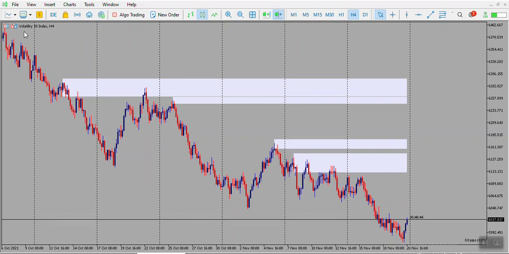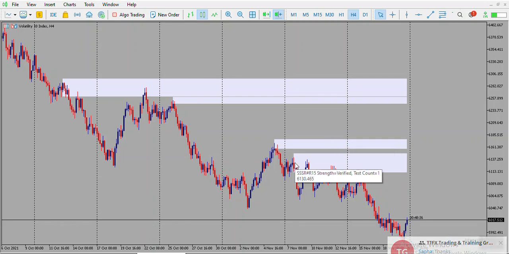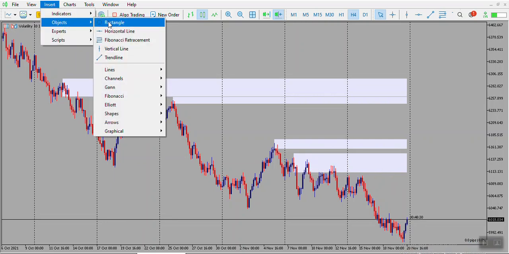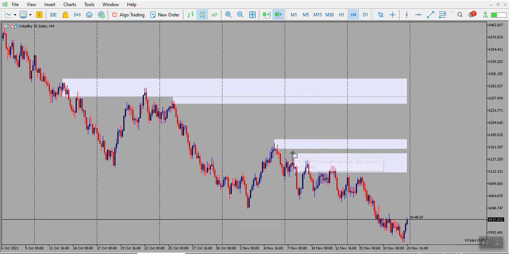So this is the volatility 10 index for our time frame. Right, okay, so let's look at this zone. This is the recent zone we have. So I'm going to mark this zone before we drop down to the 15 minutes time frame. This zone was created and it was retested several times. So now we are dropping to the 15 minutes time frame.